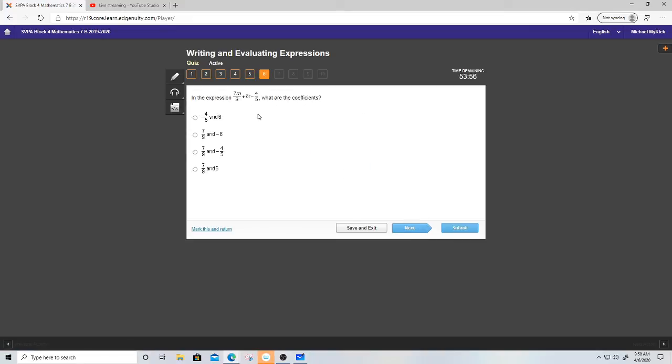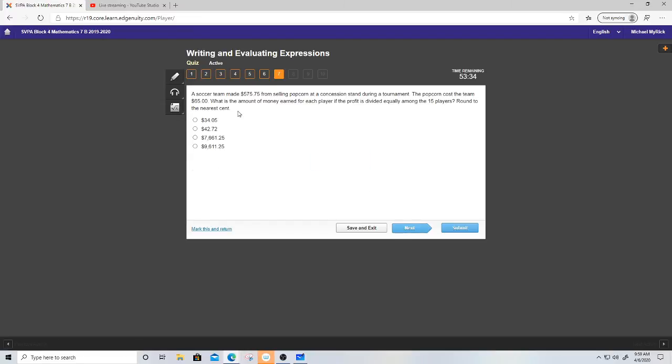Oh, they're taking it old school, baby. What are the coefficients? Well, remember, coefficients are the numbers in front of variables. So here's 1. Here's 7 over 9 right here. And is that a positive 6 or a negative 6? That's a positive. Here we go. 7/9 and a positive 6. That is not a coefficient. That is a constant.